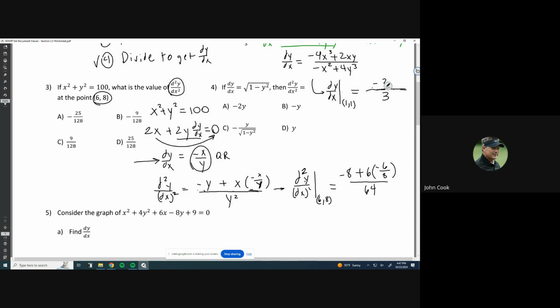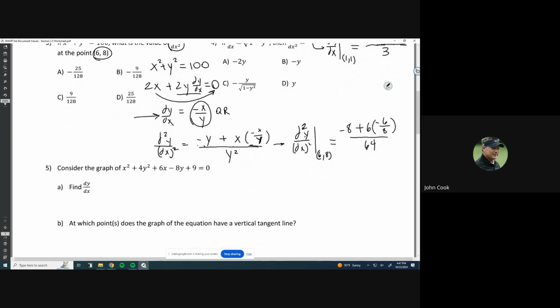All right, then let's see what else we've got. So negative 8, then minus 36 over 8, over 64. Maybe I'll just turn this into 64 over 8 and then subtract, so that'd be a negative 100 over 8. Then if I multiply the 8 into the bottom, what would that give you? So 8 times 64.